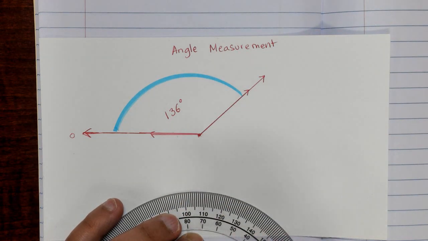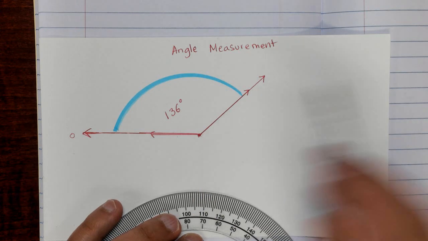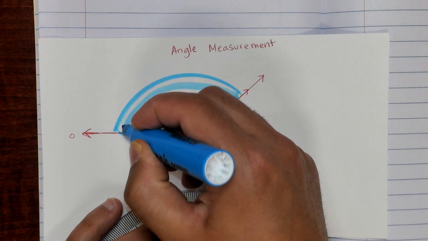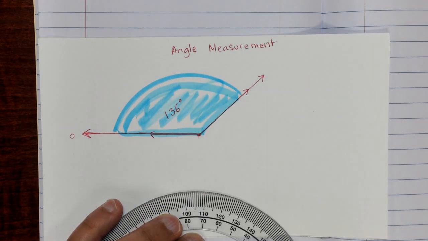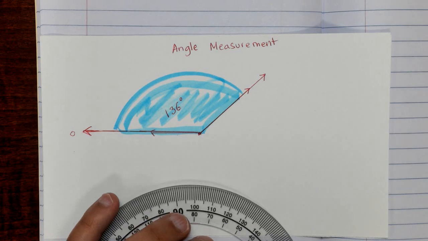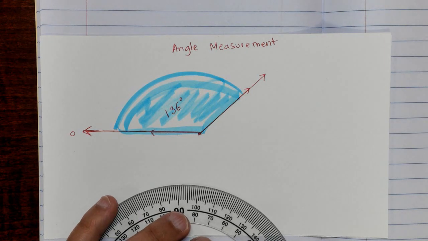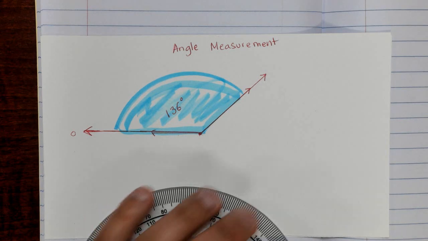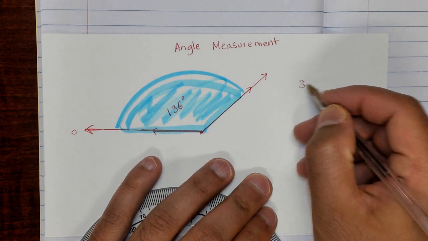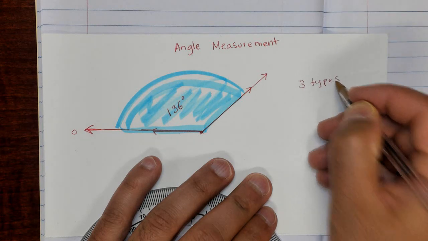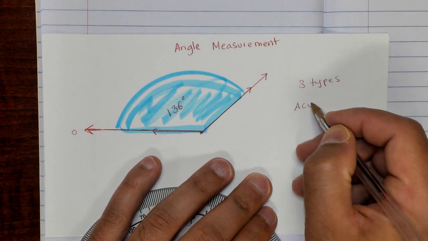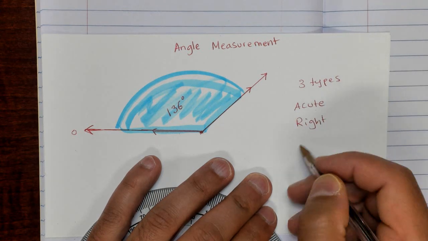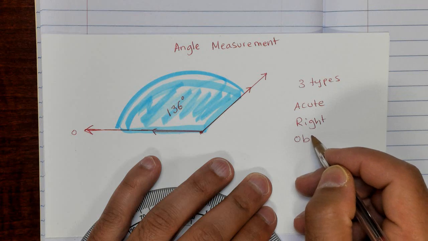We put the small degree symbol. Okay? This whole opening is 136 degrees. Does that make sense? Is that reasonable? Well, we know that there are 3 types of angles. There is an acute angle, and there is a right angle, and there is an obtuse angle.